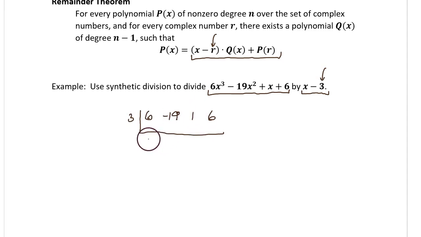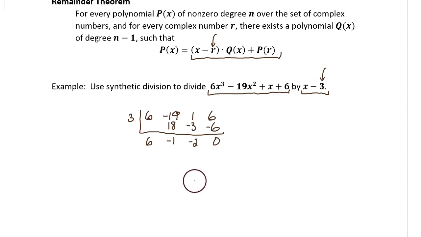Now let's run through the process. Pull down the 6, then multiply, making 18. Now add these, making -1. Now multiply, -3. Add these, which is -2. Now multiply, which is -6. And add these, and the result is 0, meaning there's a remainder of 0. X minus 3 divides evenly into the polynomial.